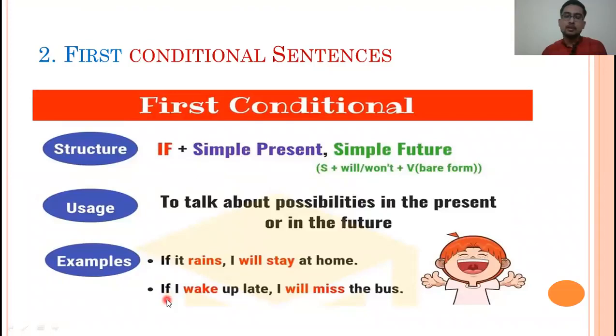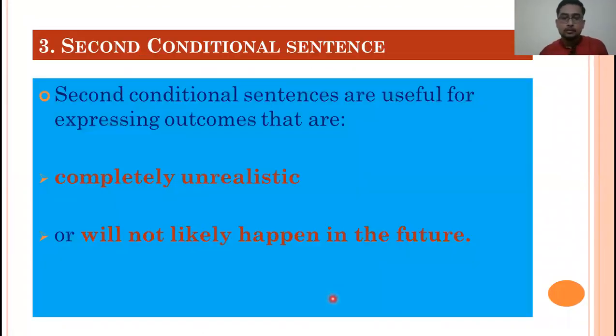In the second example, you see if I wake up late, I will miss the bus. So in this sentence, in the first part, you see present simple, I mean present indefinite tense, and in the main clause or in the principal clause, the tense is future indefinite tense. Subject plus will plus verb base form. Okay, so this is the first conditional, and now it is time to go through second conditional.